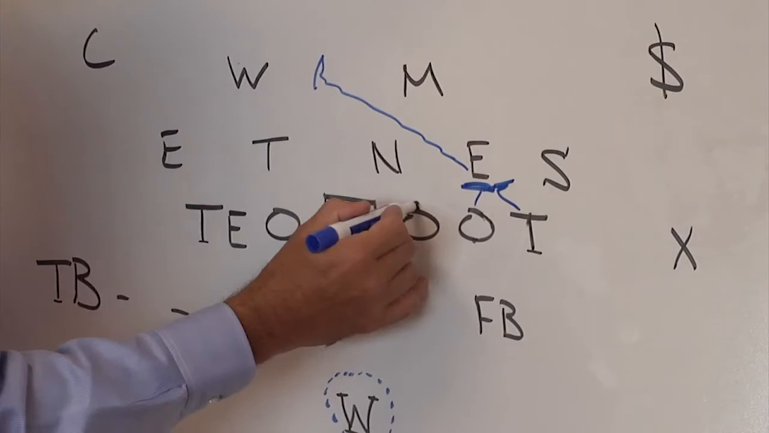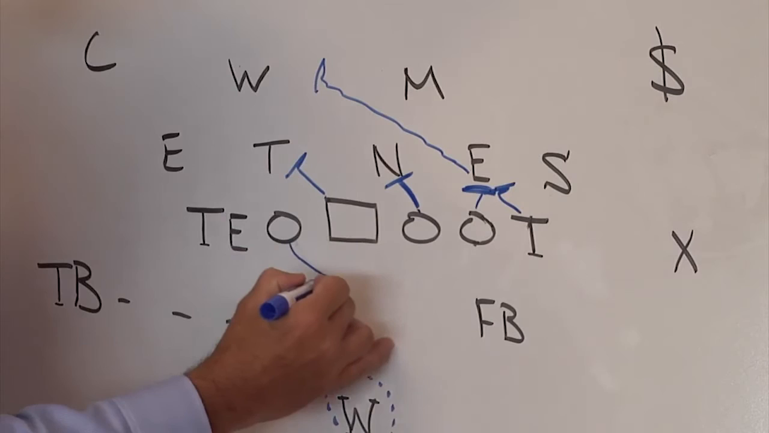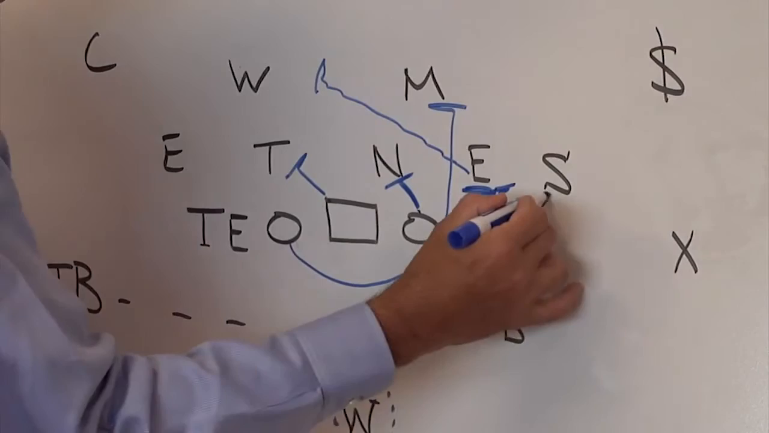We're going to block down with our guard. We're going to block back and aim high with our center. And our backside guard is going to pull through for the play side linebacker. We are going to kick out with our fullback. And really, the key to the play is the influence of the speed sweep with our tailback.